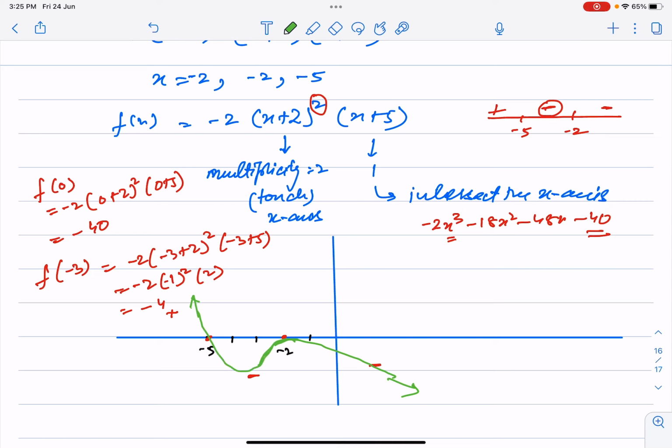And over here it will be something like this. So it's not exact, but it gives the shape. Obviously you can find out this point also. Put x is equal to 0, you will get the value of y. Minus 40 may not be up to the scale, but the graph shape will be like this.